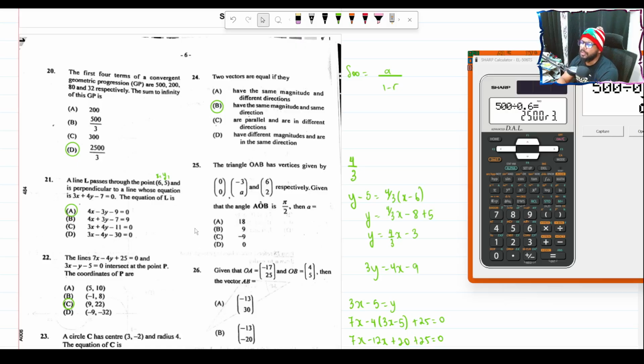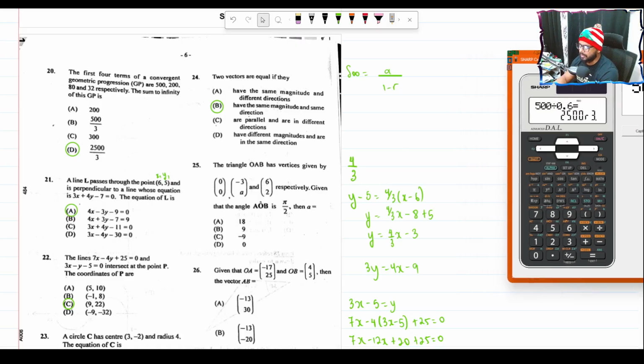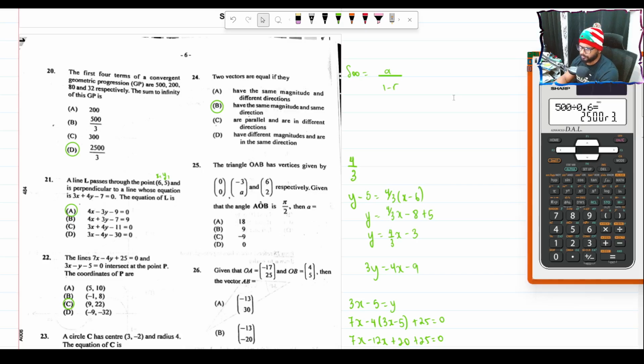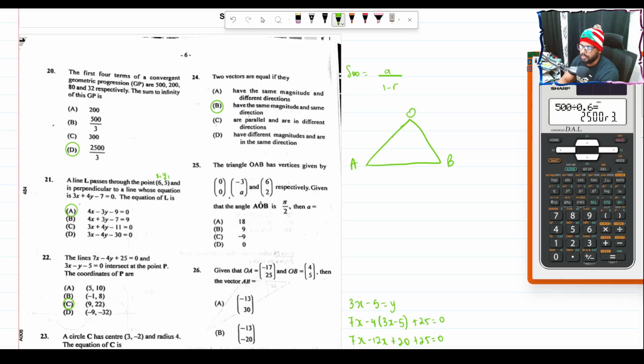A triangle OAB has vertices given by these 3 points respectively. Given that the angle between AO and OB is pi on 2. Okay, so there's a dot product case here. One thing that could help us here is having a diagram, right? I have the vertices of a triangle, and let me say this is A, this is O, and this is B. They say that this angle here is pi on 2, which means if I dot AO with OB, I'm going to get the angle in between it.